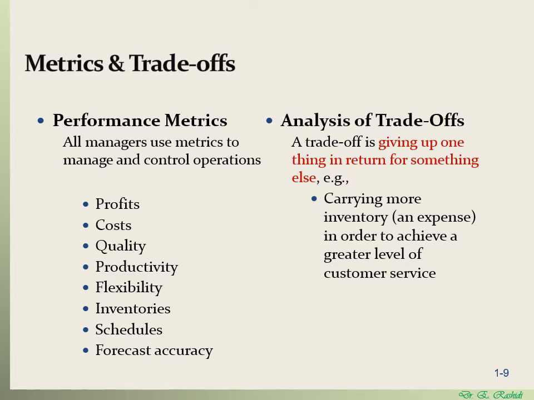Also, besides metrics, we need to talk about trade-offs and the analysis of trade-offs, because some of these metrics that we talked about are interrelated, or they are in an indirect or opposite relationship to each other. That means that improving one would cause the other one to go down or decrease. So a trade-off is giving up one thing in return for something else.